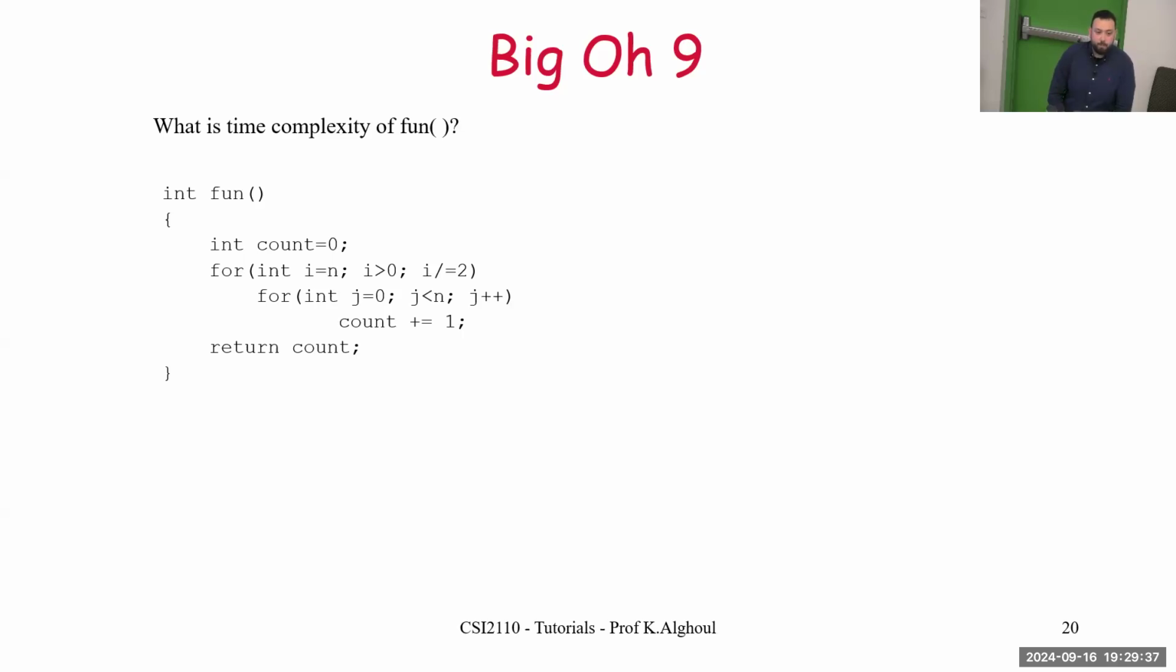For the first loop, we're dividing, so it's going to be log n, and for the second loop, we're going from 0 to n, so it's n, and we multiply to get n log n. Okay. Who else? Or do you all agree? What's your name? Abed and James. Do you all agree with Abed and James?